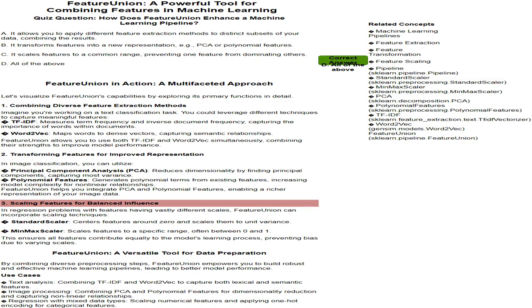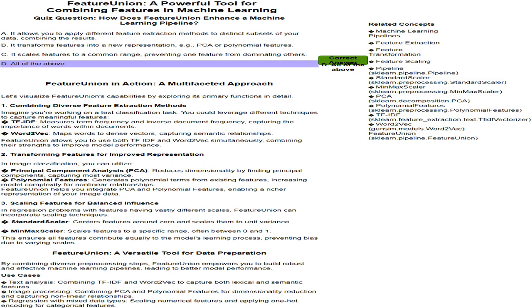True. Feature union is a versatile tool that allows for combining different feature extraction methods, transforming features into a new representation, and scaling features for balanced influence. All of the options are valid ways in which feature union enhances machine learning pipelines. Feature union, a versatile tool for data preparation. D. All of the above.